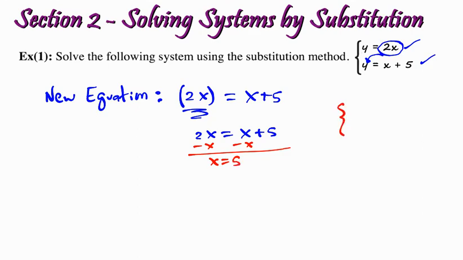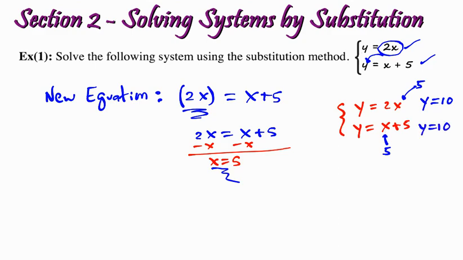Now, if we go back to the original system, I can plug in x equal to 5 into both equations, and both equations must give me the same value for y if this solution is correct. So in the top equation, we see y is equal to 2 times x, but x is 5, so that gives us y is 10. And in the second equation, we see that y is equal to x plus 5. Since x is 5, 5 plus 5 gives us 10.